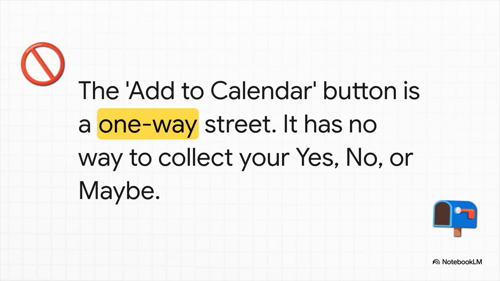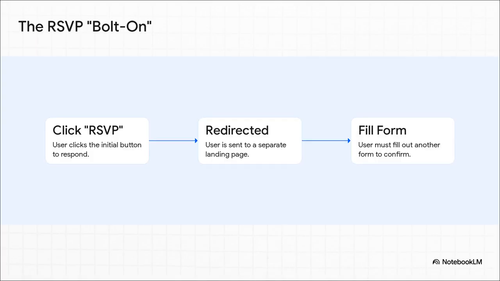This is the fatal flaw of the workaround. Remember how we said it's just a file download? Well, because of that, it has absolutely no way to send your response, your yes, no, or maybe back to the organizer. It's a one-way communication dead end. So to fix this, they created this clunky bolt-on system. You click an RSVP button, then you get whisked away to a totally separate web page, and then you have to fill out yet another form. It's this completely disconnected, multi-step process that just piles on the friction.